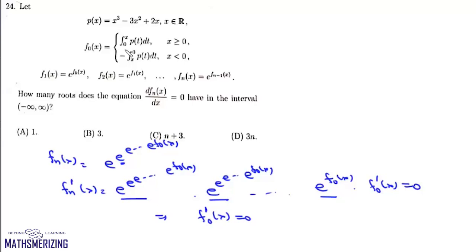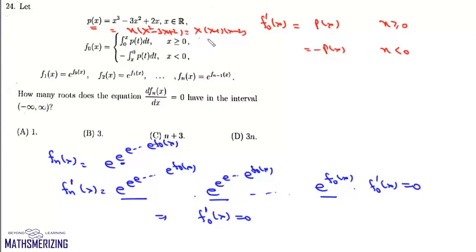Now f_0(x) is this integral. So we have to find f_0'(x), which will be p(x) when x is greater than or equal to 0. Now we look at this p(x), we can write this as x times (x² - 3x + 2), which is x(x - 1)(x - 2), and if we put it equal to 0, we get x as 0, 1 and 2. So we'll get 3 roots, which are 0, 1 and 2. So the number of roots in this interval is 3, and that's your option B.